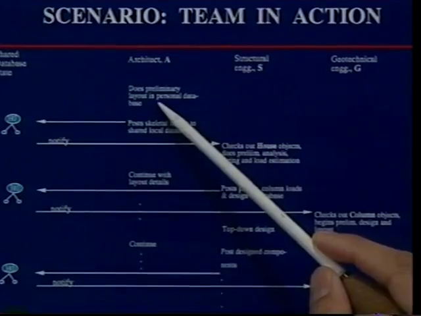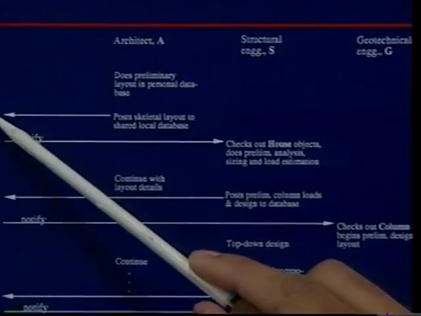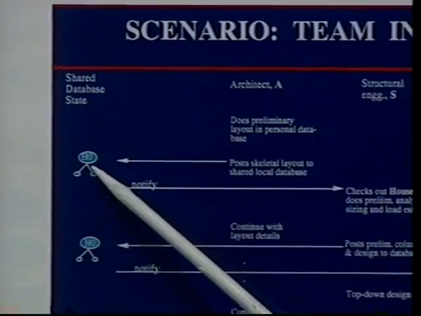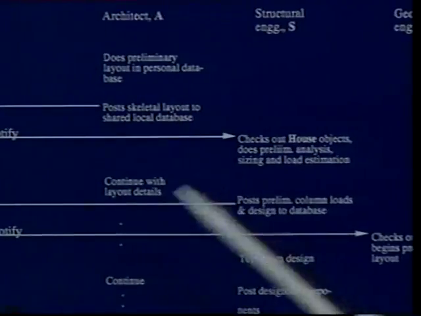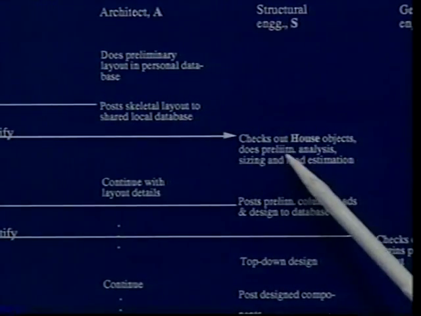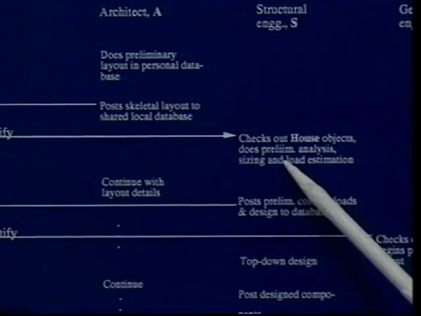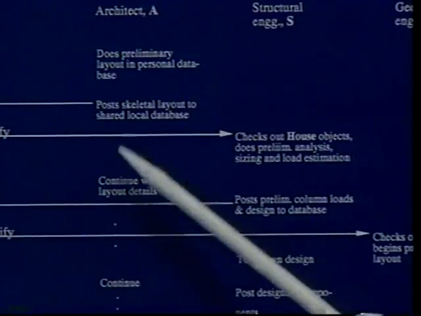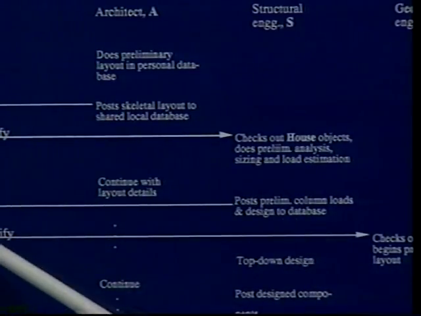The architect does the preliminary layout in his or her own personal database, and thus posts it into the shared database. Once the architect posts it into the shared database, the structural engineer is immediately notified that there is something for the structural engineer. So, the structural engineer checks out the house objects, does some preliminary analysis and design, and while the structural engineer is doing this, the architect at the same time is continuing with the details of his or her layout design.